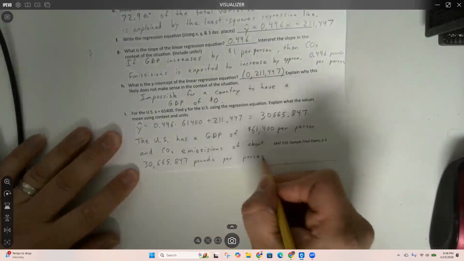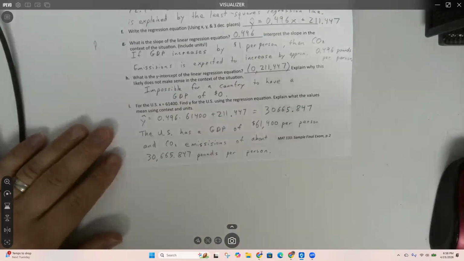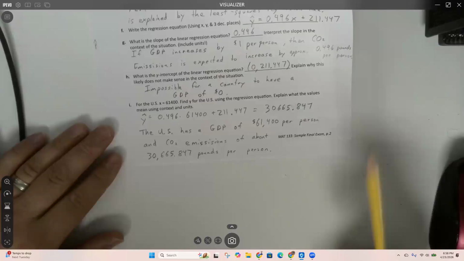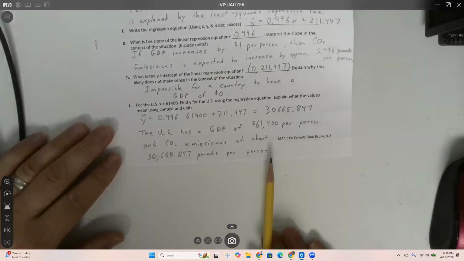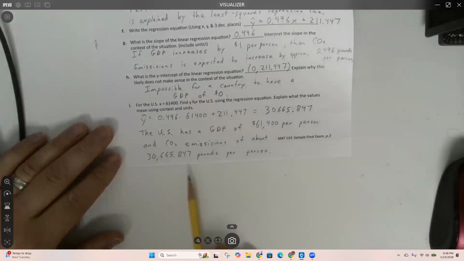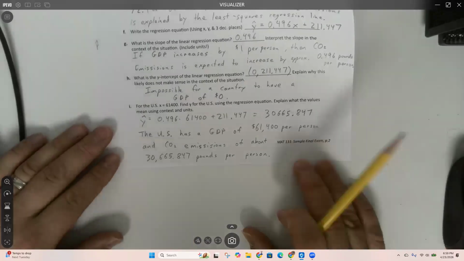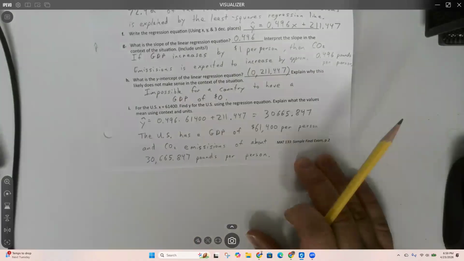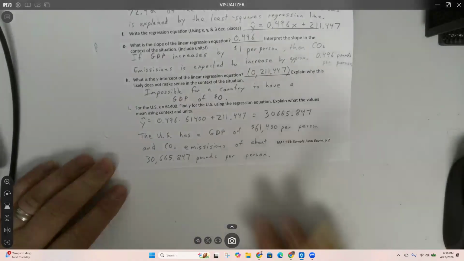All right, let's read this and make sure it makes sense. The US has a GDP of $61,400 per person, and CO2 emissions of about 30,000 pounds per person. So each year, every person in the US produces $61,000 worth of stuff, and around 30,000 pounds of CO2. They put that much into the atmosphere.